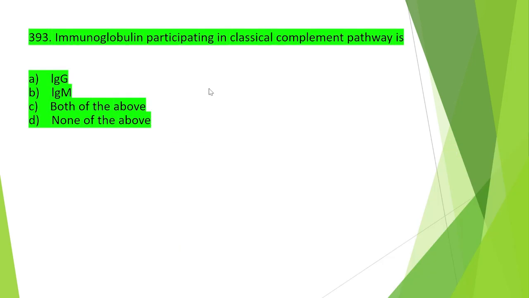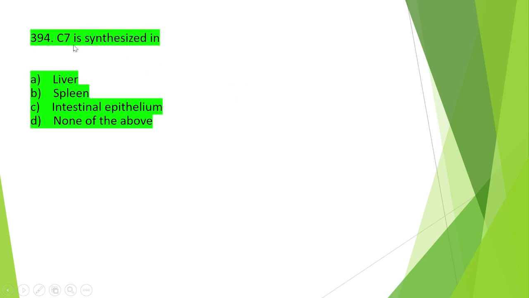So move on to the next question: the immunoglobulin participating in the classical complement pathway is IgG, IgM, both of the above, or none of the above, and the right answer is option C, that is both of the above. So the immunoglobulins participating in the classical complement pathway are IgG and IgM. Okay, so the next question: C7 is synthesized in liver, spleen, intestinal epithelium, or none of the above, and the right answer is option D, none of the above. So C7 is a complement protein.